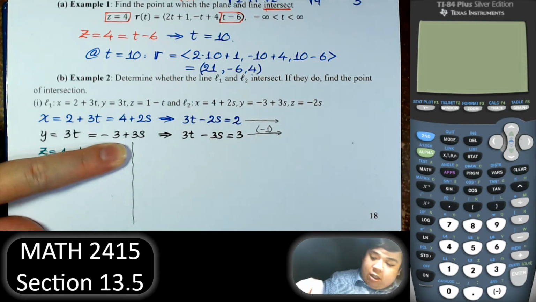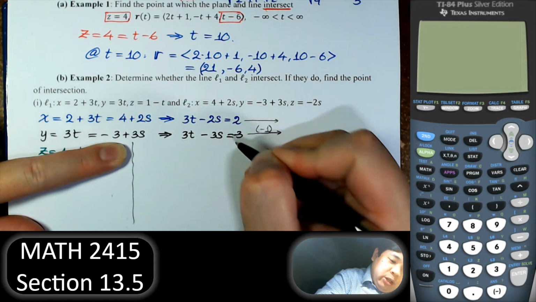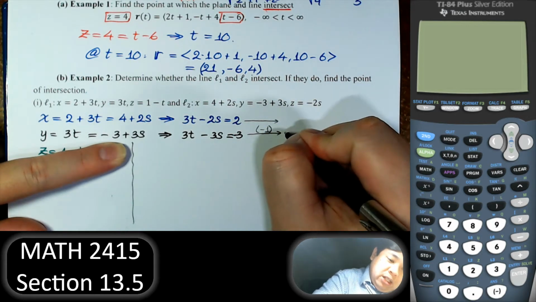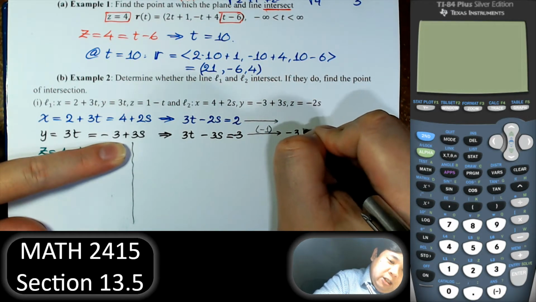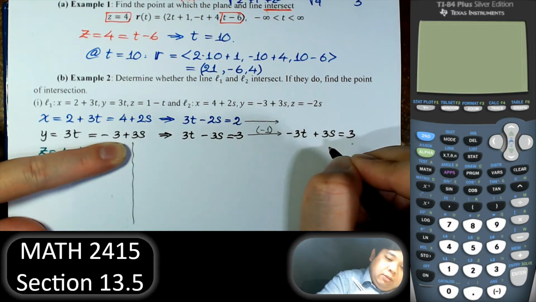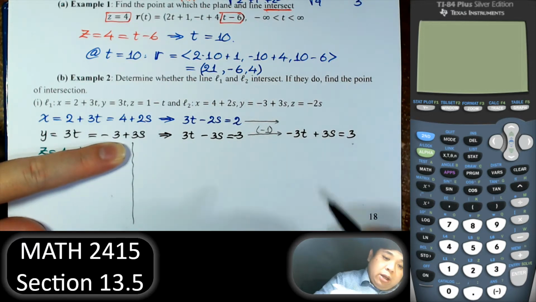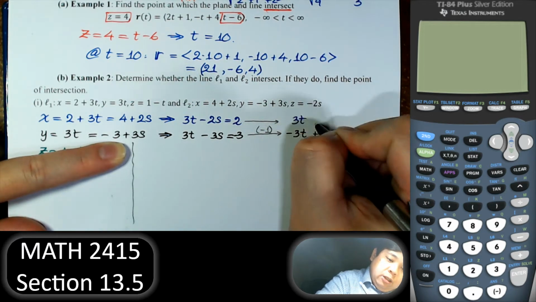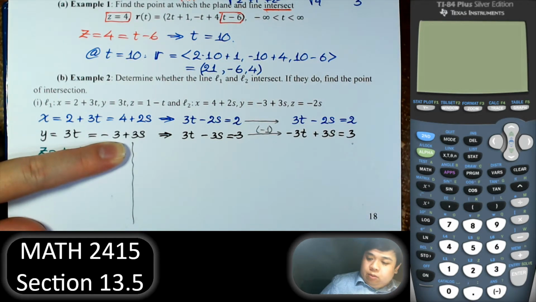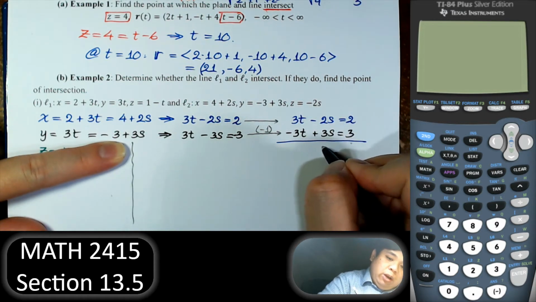Did I forget that? This should be negative 3, right? 3t minus 3s equal to negative 3. So multiply the second equation by negative 1. We will have negative 3t plus 3s equal to 3. And then we have 3t minus 2s equal to 2. Combine like terms that cancel out, and we have s equal to 5.